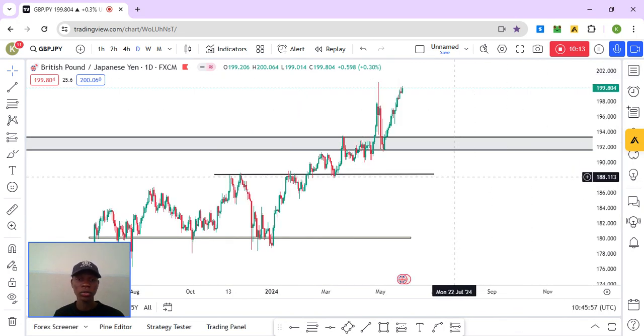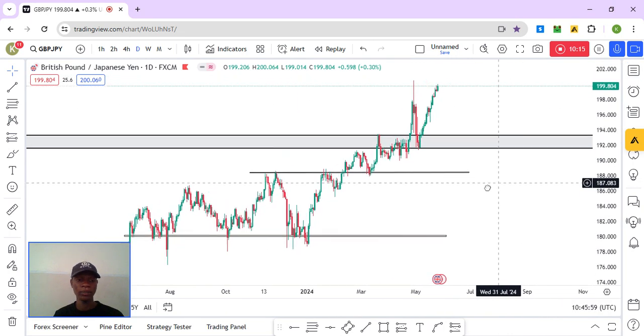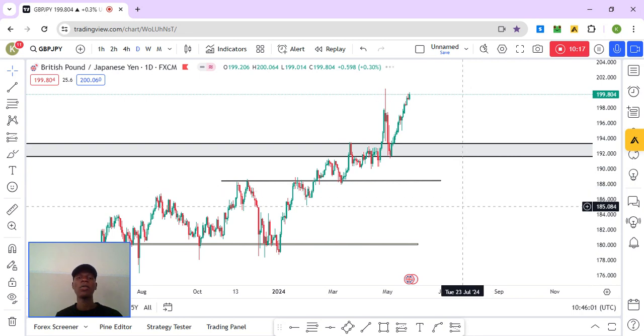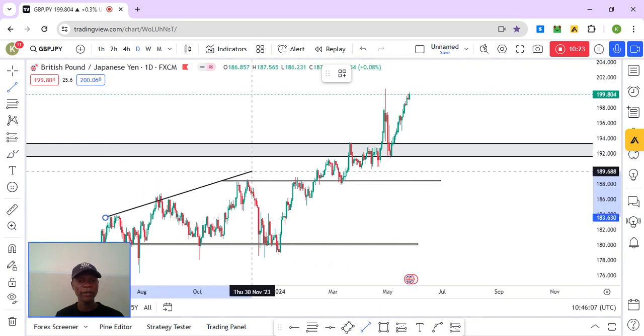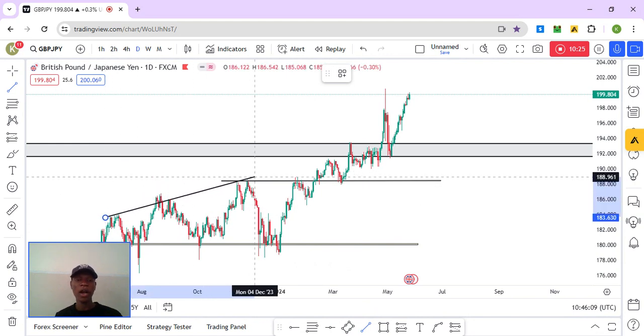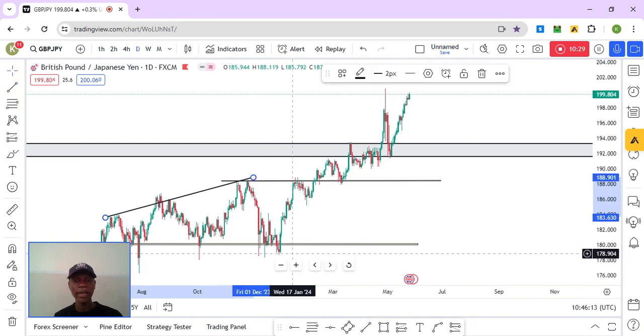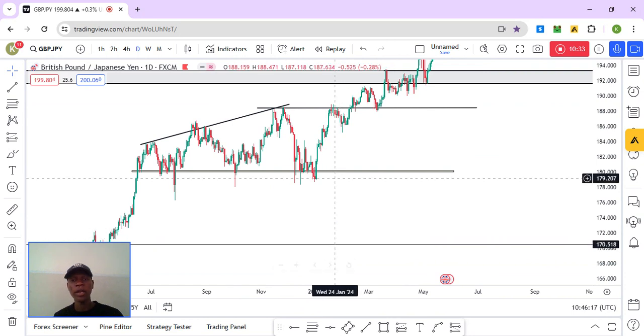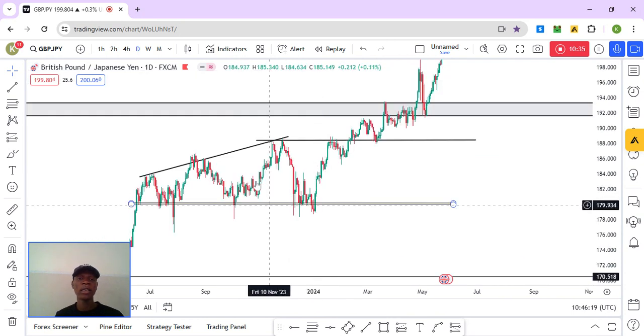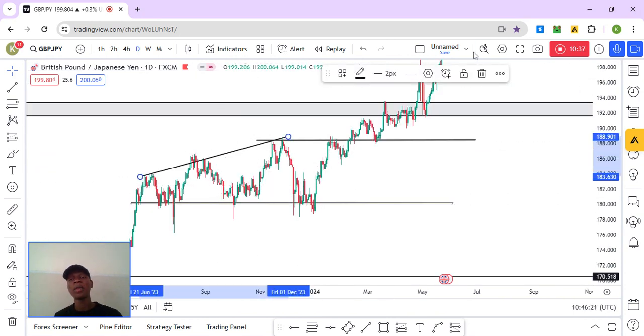So what happened on GBP JPY was that I was waiting. Initially when the market was around there, the thing was giving like a flag. I was waiting for it to break this level, then I could sell down to this level here. But the market didn't do that. The market went spike up.